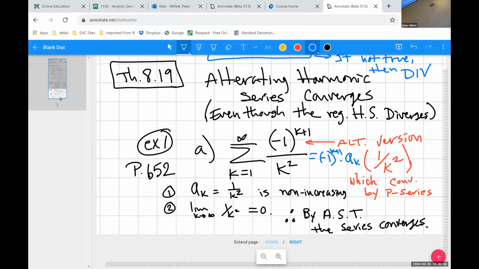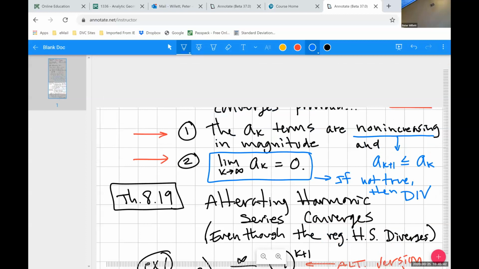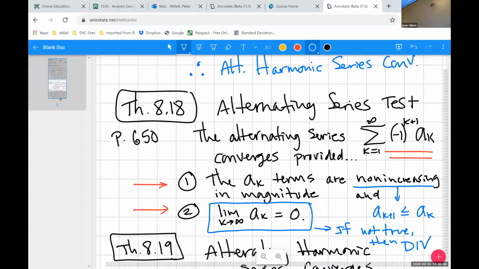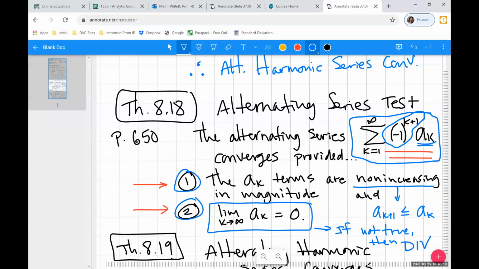So to use the test, let's go back up to the language of the test. So here's the notation in the alternating series test, right? And what it's basically saying here is this is the part that causes the alternating, and then a sub k is the part that comes after the -1 that's alternating. And when we discuss a sub k in parts 1 and 2, we're not talking about the -1 part. We're only talking about the part after the -1. Okay. Can you see that?